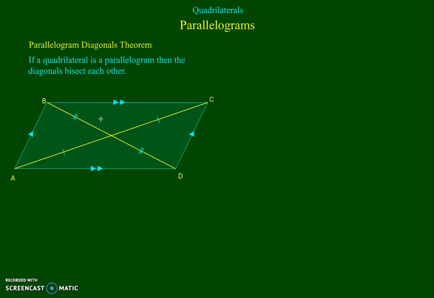The next property of parallelograms is given by the parallelogram diagonals theorem, which says if a quadrilateral is a parallelogram, then the diagonals bisect each other. So if we draw diagonals from non-adjacent vertices, we can see here that it says that this segment is congruent to this, and this segment congruent to that. So let's go ahead and take a look at this proof and see how that works out.